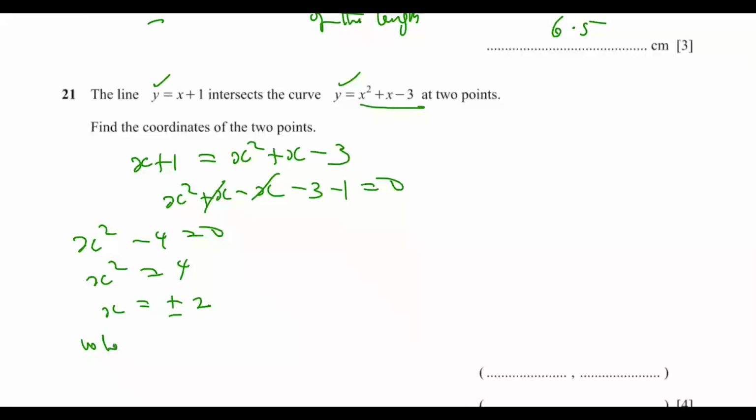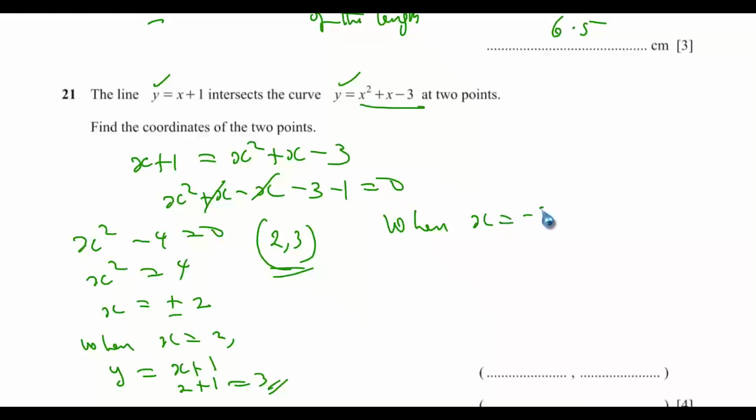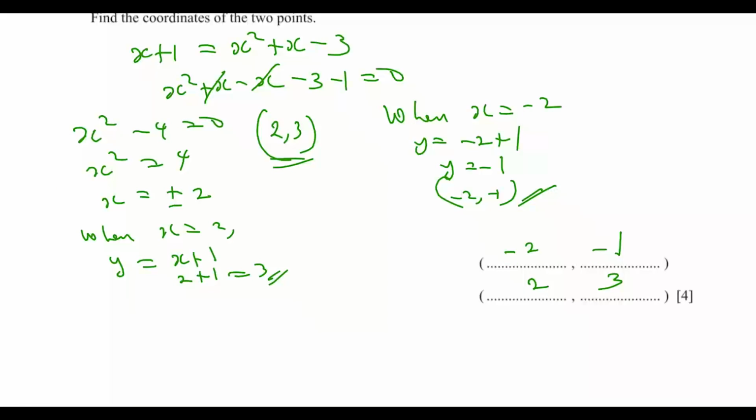When x equals 2, y will be equal to x plus 1, that will be 2 plus 1, which is equal to 3. So one point will be (2, 3). When x equals negative 2, we're going to have y equal to minus 2 plus 1, so y will be equal to minus 1. So that point will be (-2, -1). So the coordinates of the 2 points will be (-2, -1) and (2, 3). So let's go to the next question.